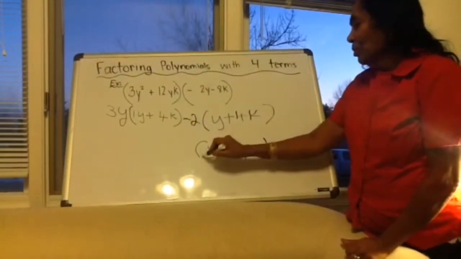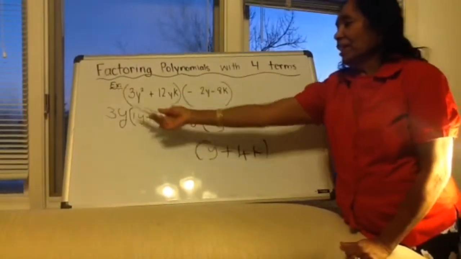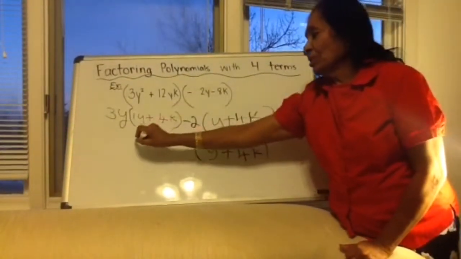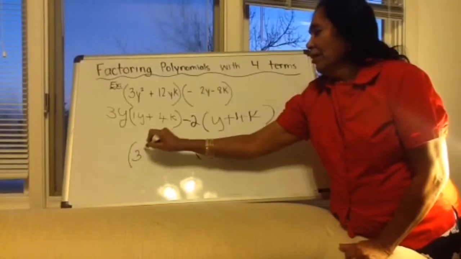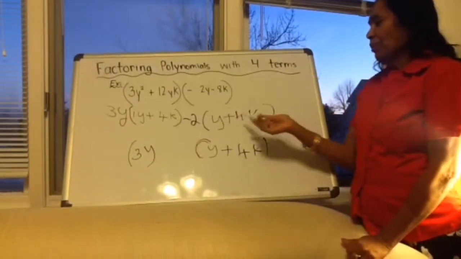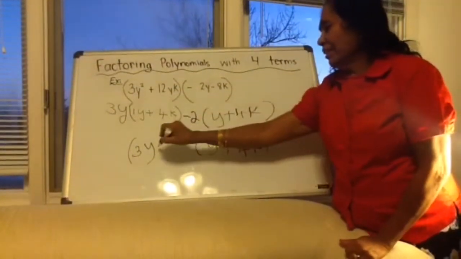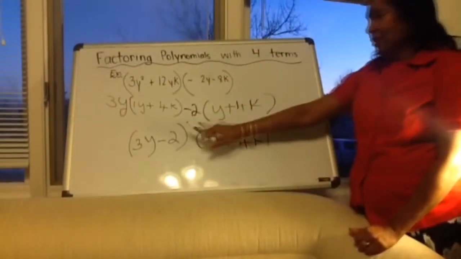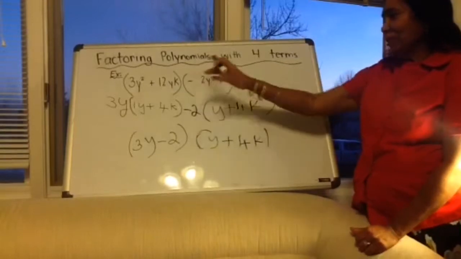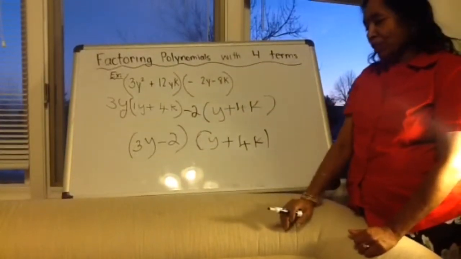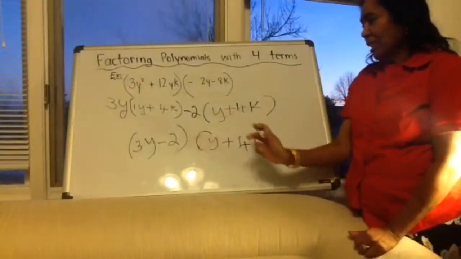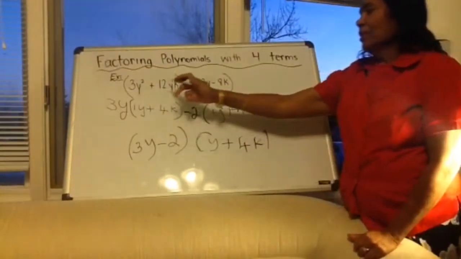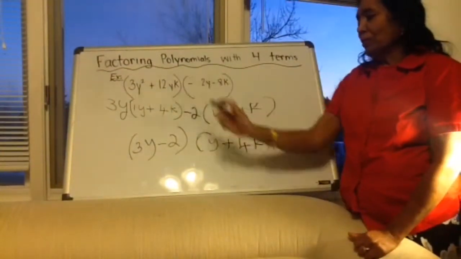Now, whatever the factor that is before this parenthesis, which is 3y, and whatever the factor that is before this parenthesis, it's negative 2, that becomes the other factor. Done. Now we are done with factoring this polynomial. If you want to check, if you FOIL this times this, it should be equal to the original polynomial we started with.